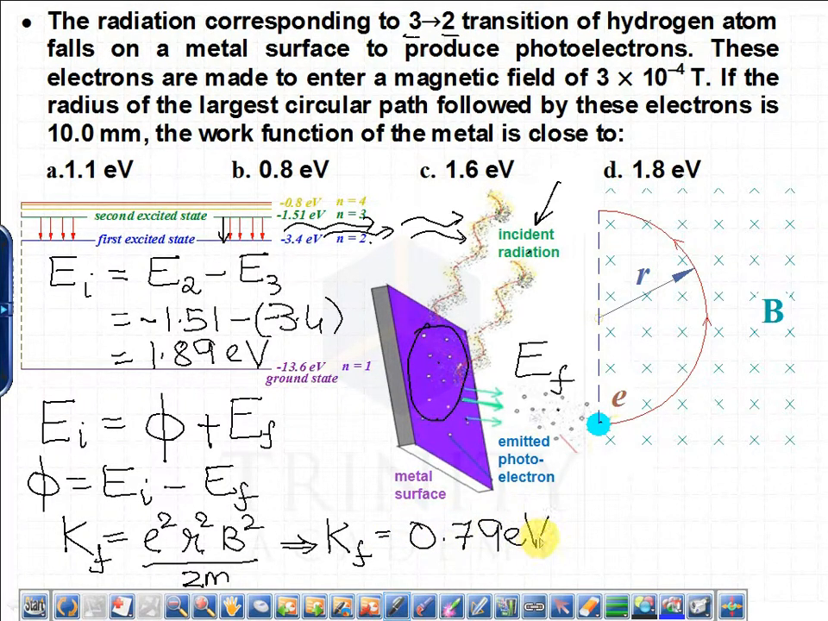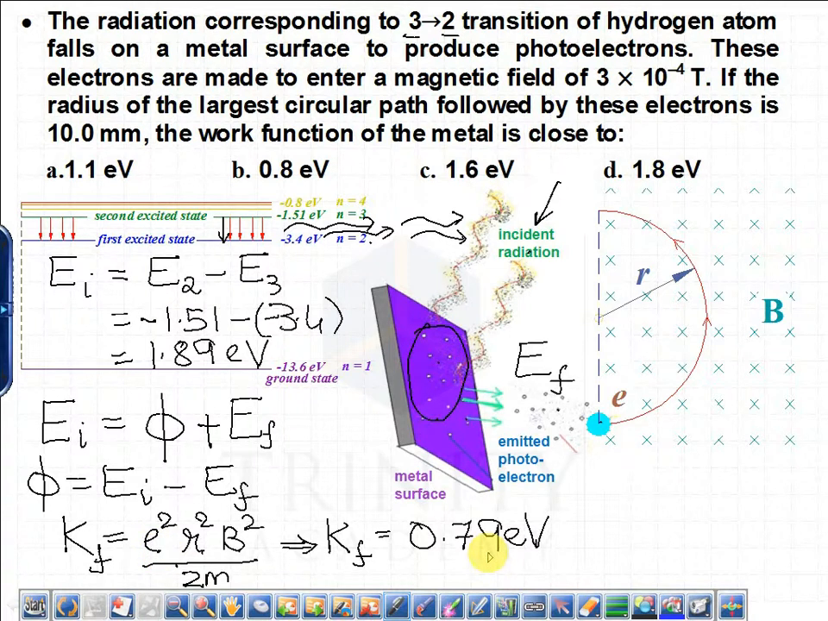0.79 electron volt. The calculation part is left out for the student to complete. It would be too tedious to show it over here. But the method is something like this, and the unit is very important. This will be giving you the energy in unit joule. You have to divide it by the value e to get it in the unit electron volt.